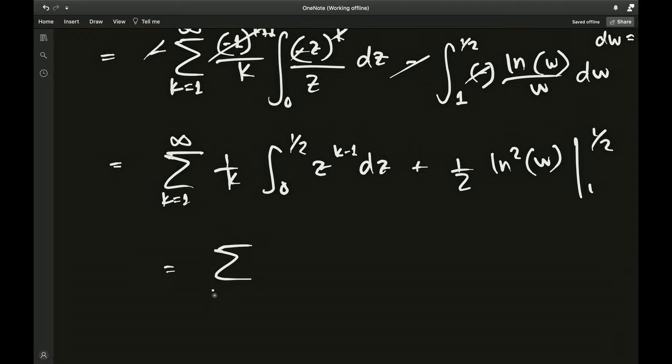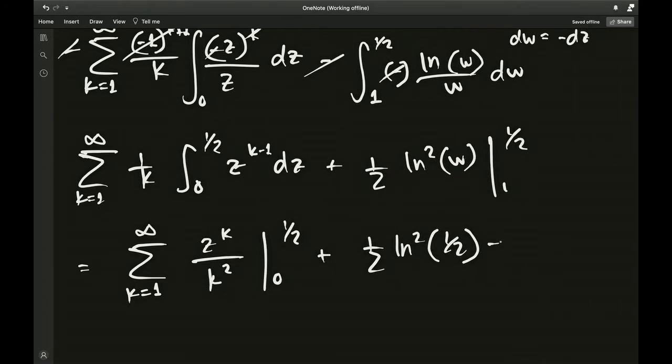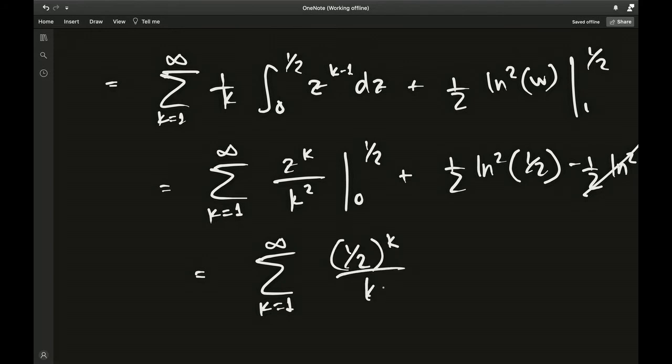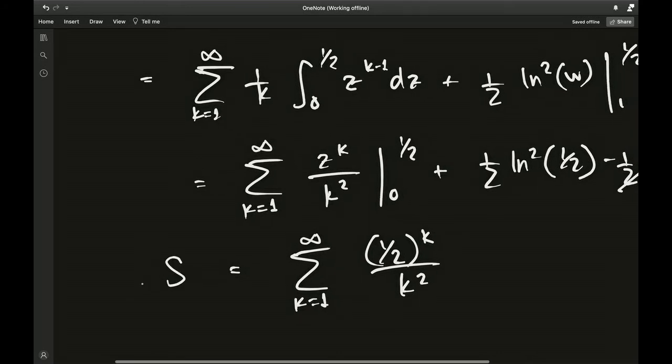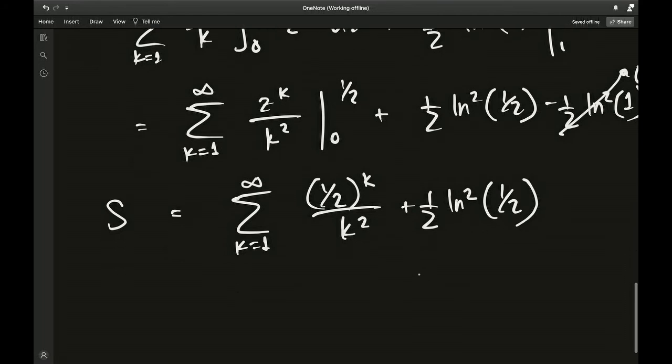Now evaluating this integral is easy. All you get is z to the k over k times k, which is k squared, evaluated from 0 to half, plus half natural log squared of half minus half natural log squared of 1, which will be 0. So when you plug half in, sum from k equals 1 to infinity of 1 half to the k over k squared, this is s, along with the half natural log squared of half.